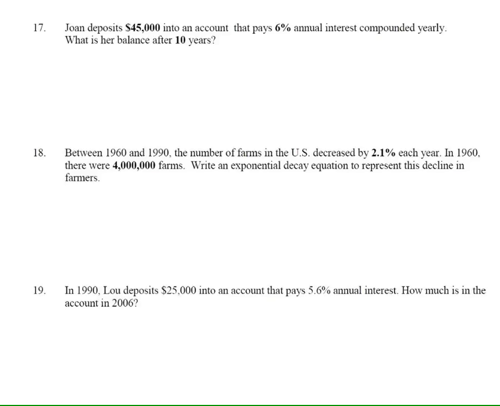We're going to set up the equation by identifying the parts. Our initial amount is the deposit, which is $45,000. John deposits $45,000 in an account. The rate is 6%, which is 0.06 as a decimal. And we're going to leave the balance in there. Sorry, Joan is her name, not John. What is her balance after 10 years? t is going to be 10. So the setup would be very similar to the last one.